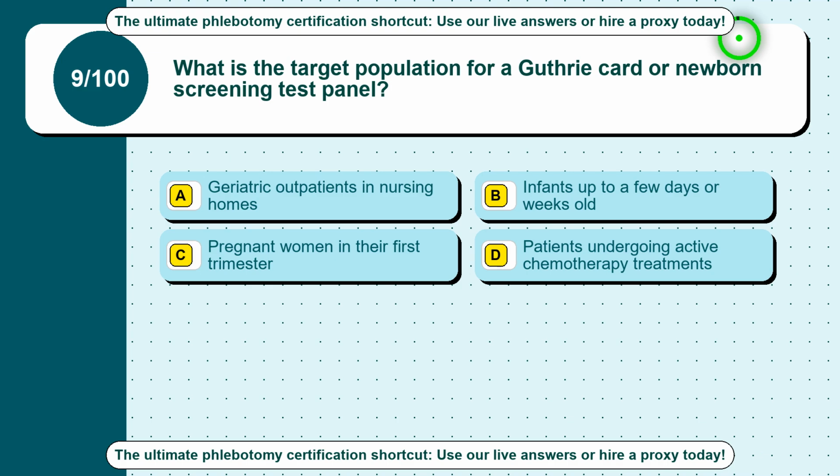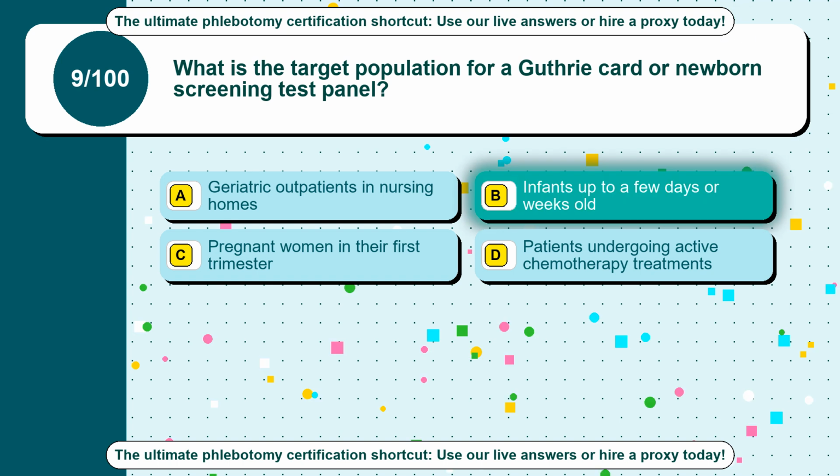Question 9. What is the target population for a Guthrie card or newborn screening test panel? Option A, geriatric outpatients in nursing homes. Option B, infants up to a few days or weeks old. Option C, pregnant women in their first trimester. Option D, patients undergoing active chemotherapy treatments.